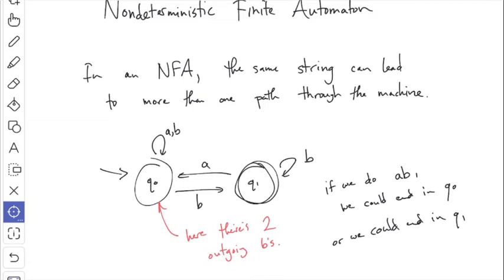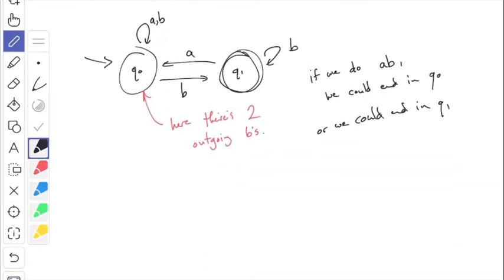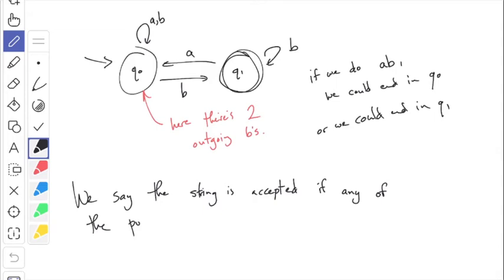You might wonder, what does it even mean for a string to be accepted if it could be both, like it could be either one? We say the string is accepted if any of the possible states that you end up in is an accepting state. If any of the possible final states are accepting.